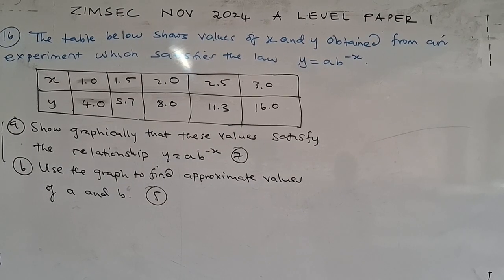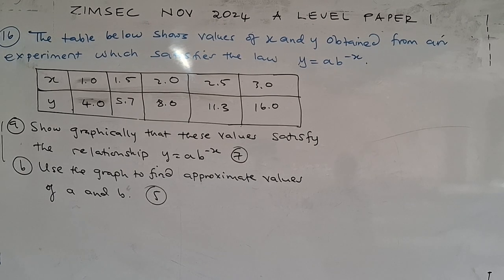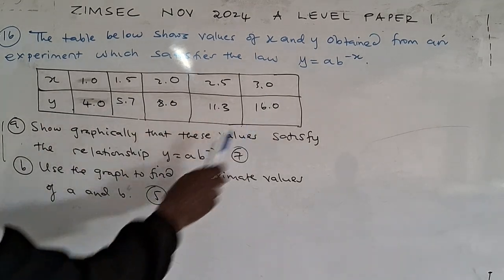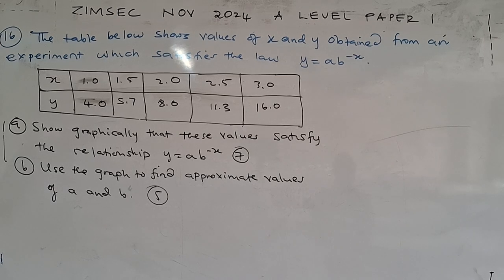Okay, so this is the last question, question number 16. The table below shows values of x and y obtained from an experiment which satisfies the law y is equal to ab to the power negative x. These are the values of x and these are the values of y. Show graphically that these values satisfy the relationship y is equal to ab to the power negative x.